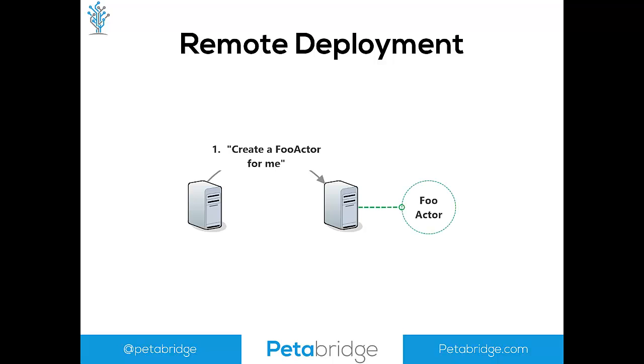And the second system does. It creates a foo actor, and then it sends back an actor reference to the first system. So the first system can now communicate to that actor as though it were a local actor, even though it technically exists over the network on system 2. So let's look at some code and see how this actually works.